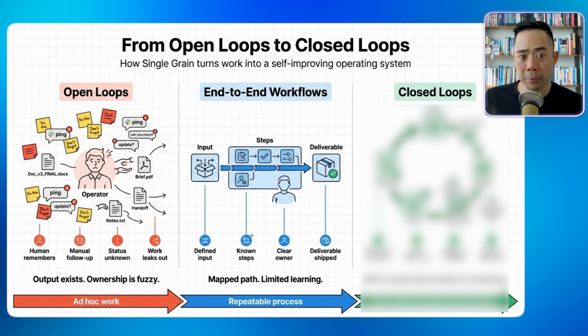But once you know the process, then you can repeat it over and over and over. So the whole idea here is that you have a mapped path, there's limited learning, and then a repeatable process, right? So again, most people, I would say, are operating with open loops. Maybe they're just using ChatGPT, Claude. You want to get to this level over here where it's actually doing useful work for yourself, such as booking travel or such as scheduling things for you.